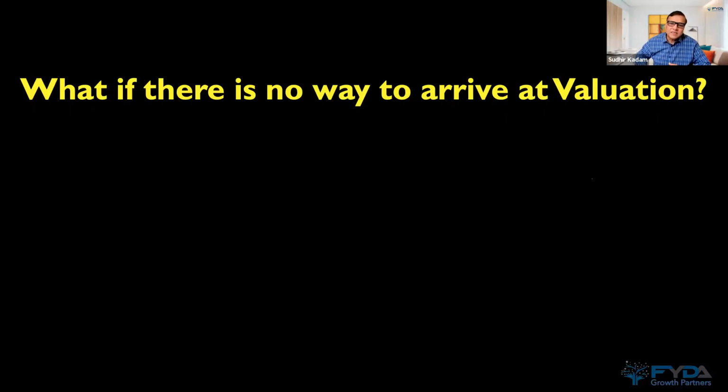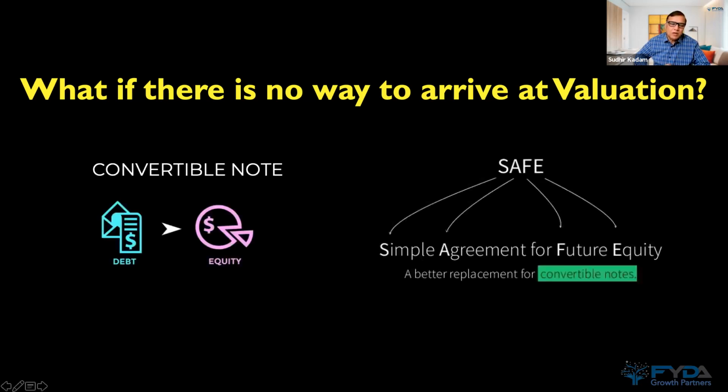In this case, we don't arrive at the valuation. The startup is too early, and it's very hard to arrive at a valuation. What we do is a round called an unpriced round. We don't price the round, and we use two instruments here. One is called the convertible note, and the other is called the SAFE, which stands for Simple Agreement for Future Equity. Very simple.